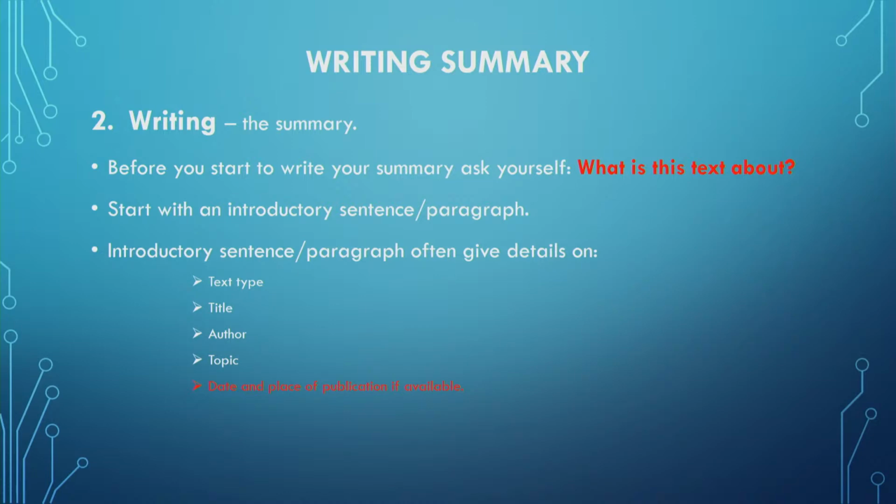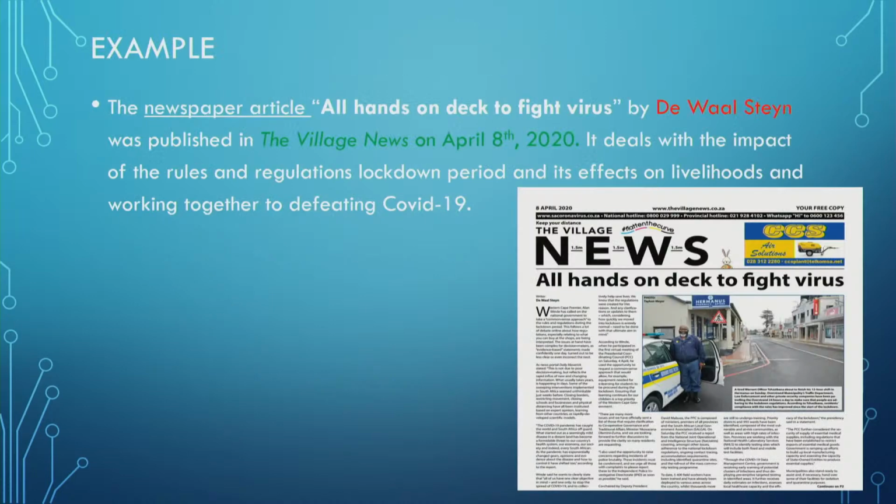the story, who is the writer of the newspaper article, of the text that you read, and it must have a topic, right? We should also include your topic in the introductory sentence. And then it can also have a date and place of publication, if the date and place of publication is available. All right, let's have a look at this example. Here's a newspaper article.